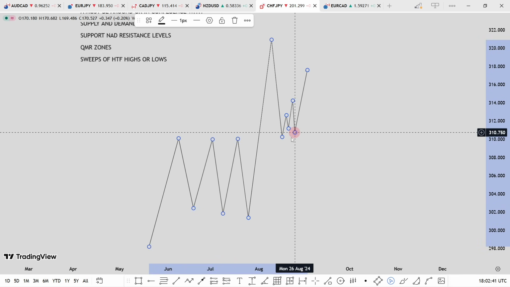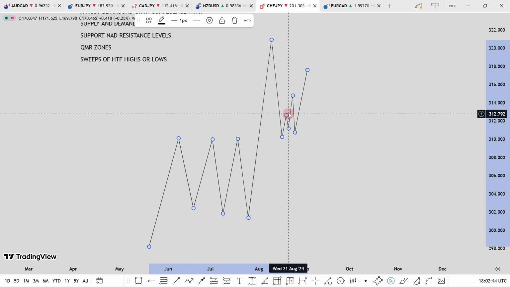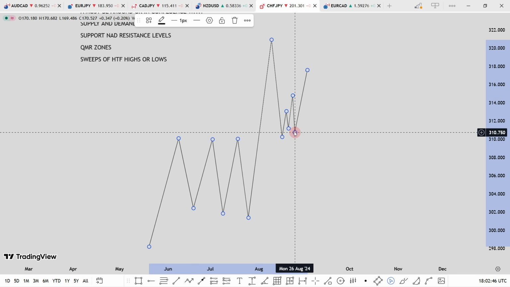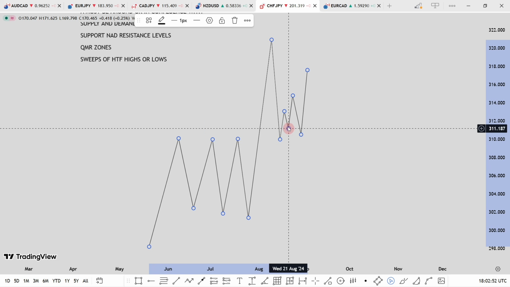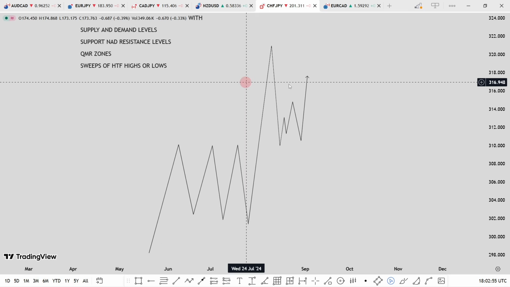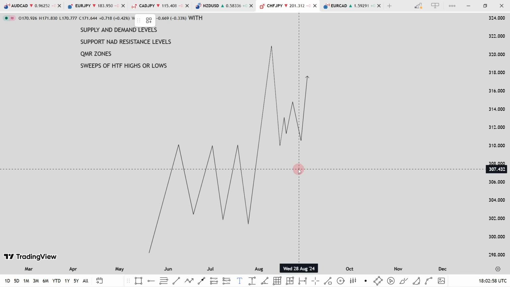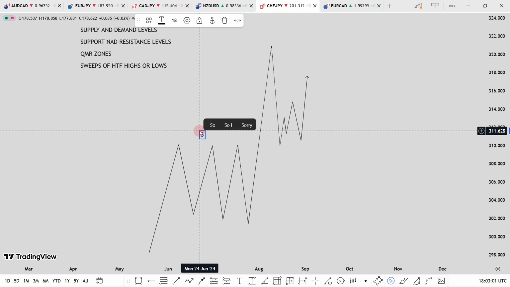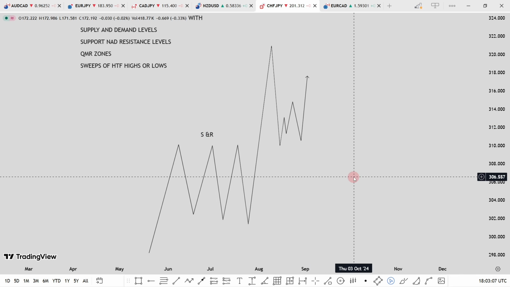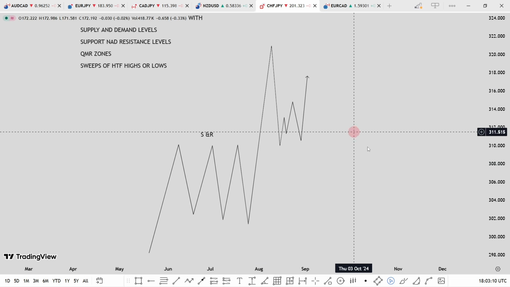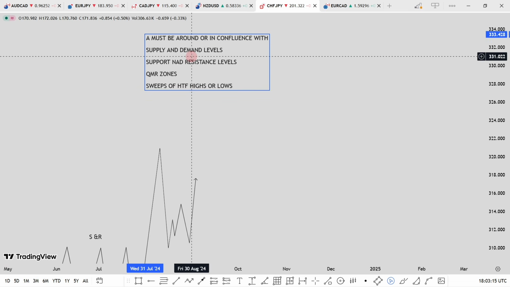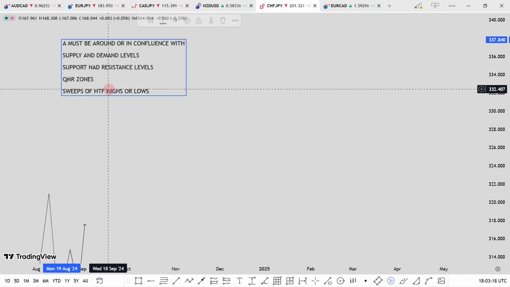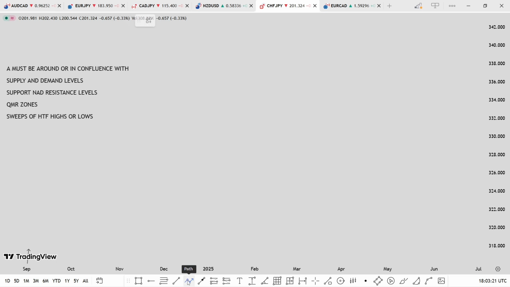So let me enlarge this one for you. Okay, so this is with support and resistance. With support and resistance, this is how you use the first L.E model to find highly precision or highly probable trades. Then let's talk about the one with the QMR zones. So QMR is like this.